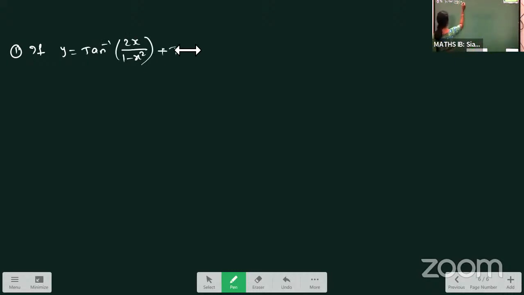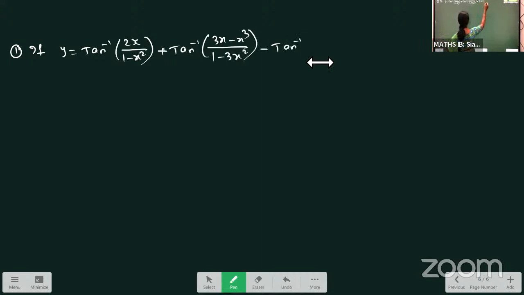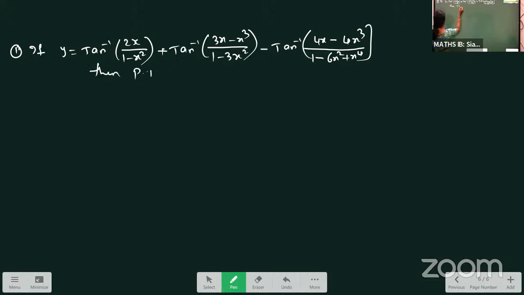Take the question. If y is equal to tan inverse of 2x by 1 minus x square plus tan inverse of 3x minus x cube by 1 minus 3x square minus tan inverse of 4x minus 4x cube by 1 minus 6x square plus x to the power 4, then prove that dy by dx is equal to 1 by 1 plus x square.